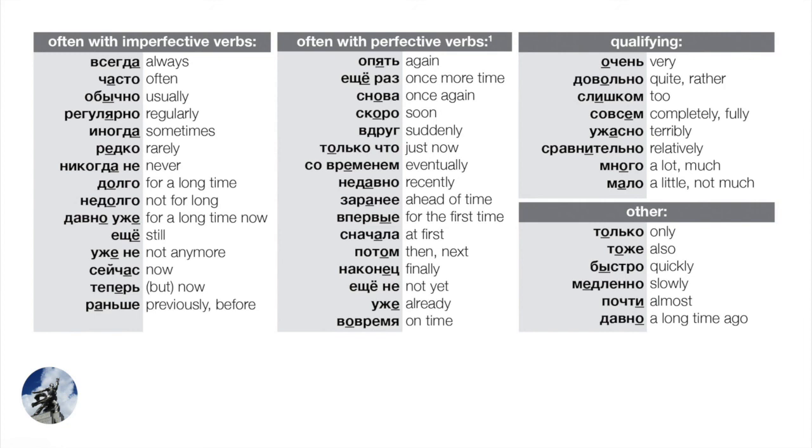Okay, всегда, часто, обычно, регулярно, иногда, редко, никогда не. Okay, now note the не, that of course is going to go along with a verb, and that's actually an example of double negation. We're going to talk about that later, right? So for now, let's just learn this adverb as this kind of phrase, никогда не. More on that later.